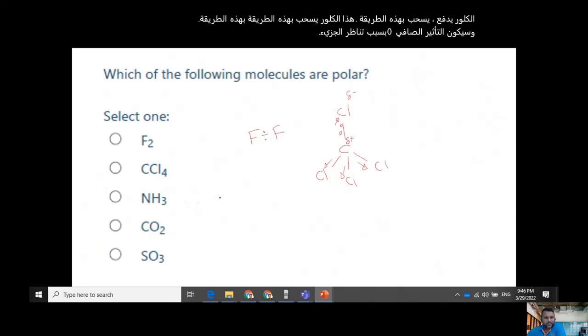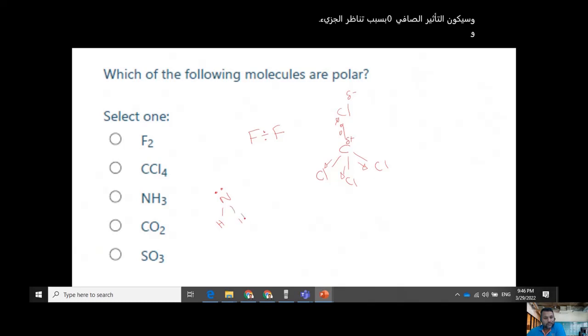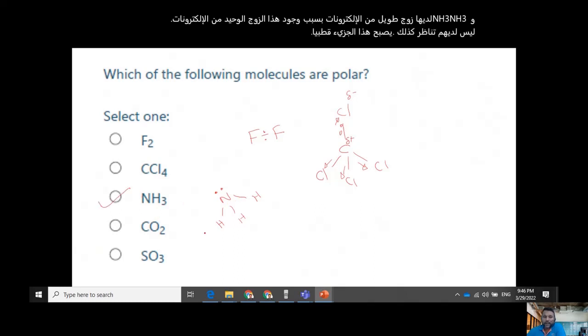And NH3 has a lone pair of electrons. Due to the presence of this lone pair of electrons, it has no symmetry as well. This molecule becomes polar.